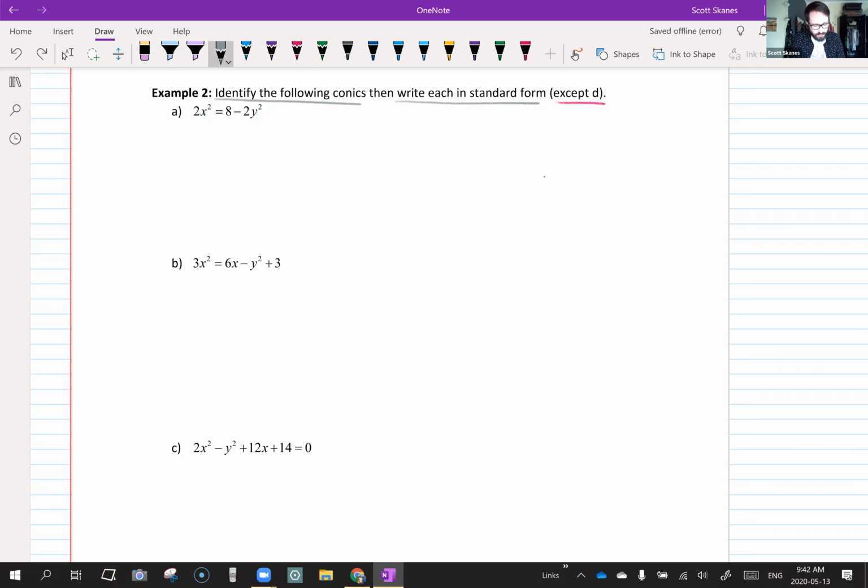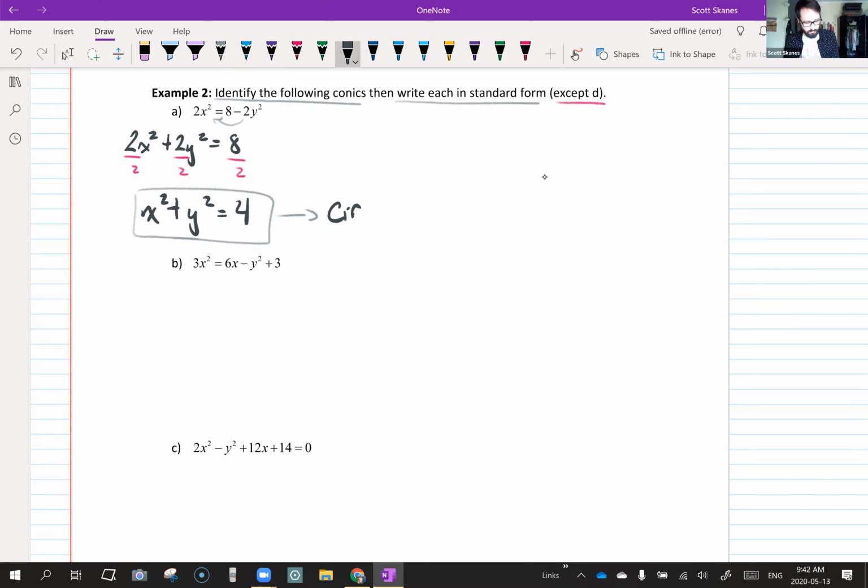Let's try to force it into the form that we're used to, which means move this to that side. So that means we have 2x squared plus 2y squared equals 8. And then we can divide everything by 2, because we don't want any coefficients in front of the x squared and y squared. That would give us x squared plus y squared equals 4. And now we have for sure, 100%, this is a circle, for the reasons I said before.